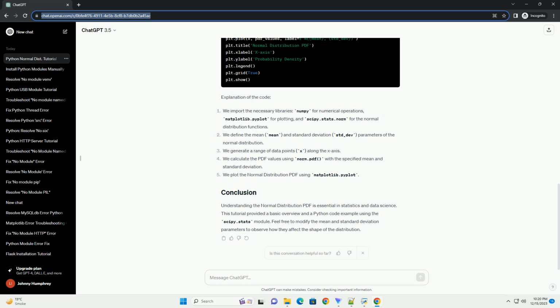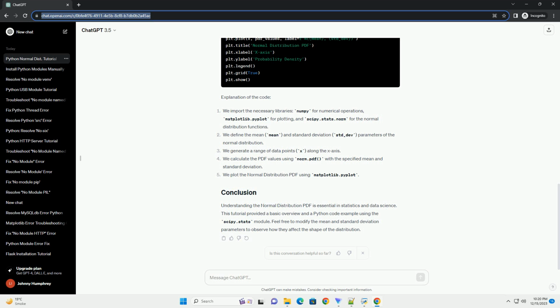Understanding the normal distribution PDF is crucial for various statistical analyses. Python, with its powerful libraries like scipy and matplotlib, makes it easy to work with and visualize probability distributions. Experiment with different mean and standard deviation values to observe how they affect the shape of the normal distribution.